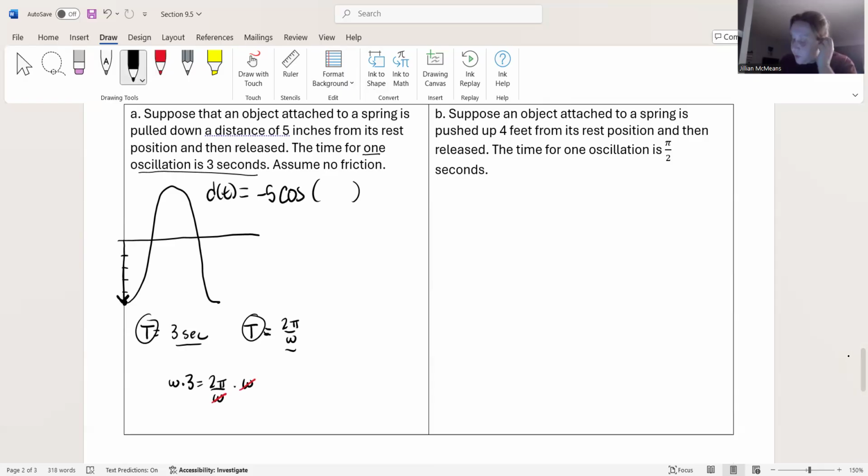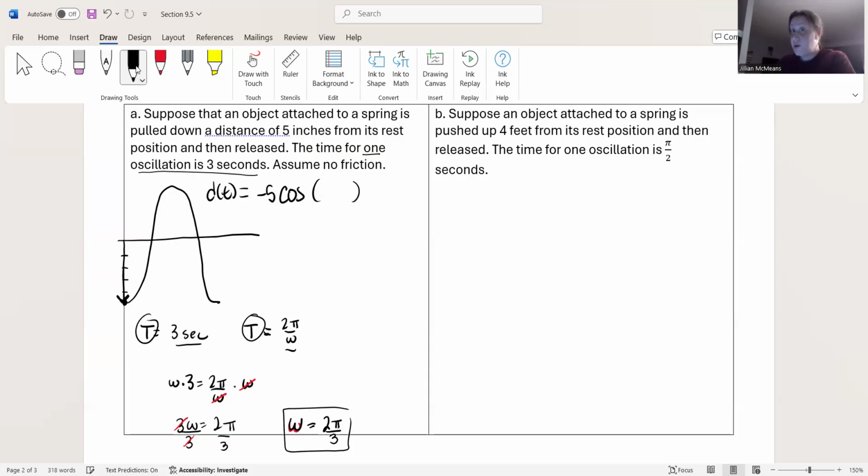So we would be left with 3 omega equals 2 pi. I want to get my omega alone, so I would divide both sides by 3. Well, 3 divided by 3 is 1, which leaves me with just omega by itself. So that tells me omega is 2 pi over 3.